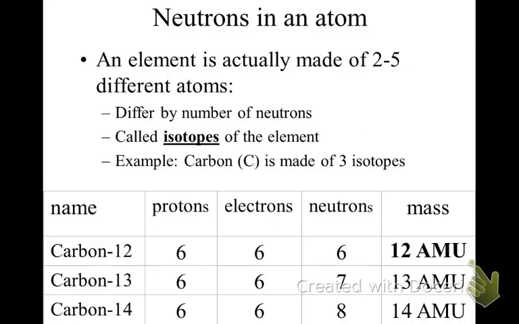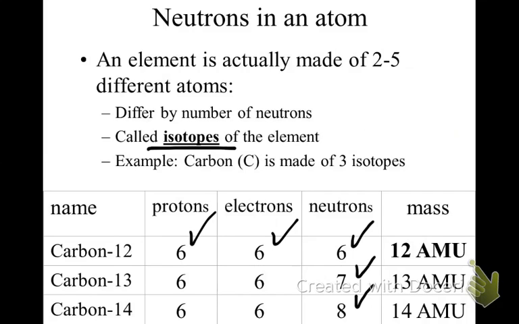Interesting. Carbon has 6 protons in every single atom. It has 6 electrons in every single atom if it's a neutral atom. Let's say they're all neutral. But it does not have the same number of neutrons in every single atom. Some atoms have 6, some have 7, some have 8. So, what we say is that carbon has 3 isotopes. Isotopes are the different atoms of an element that differ by the number of neutrons.